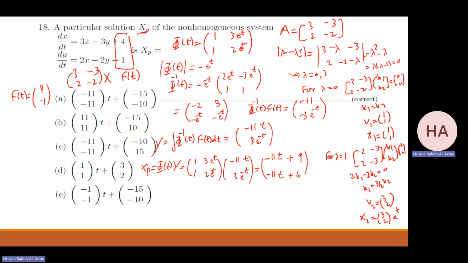3 minus lambda, minus 3, 2 minus 2 minus lambda. Lambda square minus lambda minus 6 plus 6. That will be 0. For lambda equals 0, yeah, k1 equal k2. Easy. For lambda equal 1, 2 minus 3. So 2k1 minus 3k2, so k1 equal 3 over 2 k2. So I let k2 be 2, k1 will be 3, giving 3e^t, 2e^t. This will be correct. I double check it.